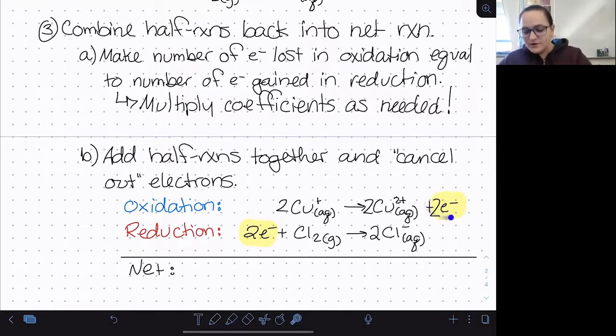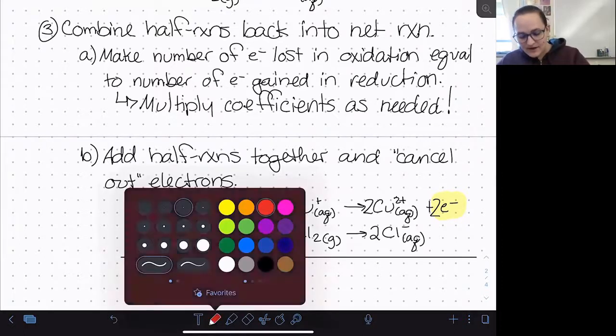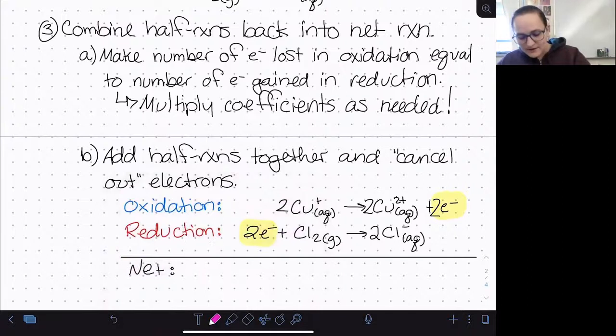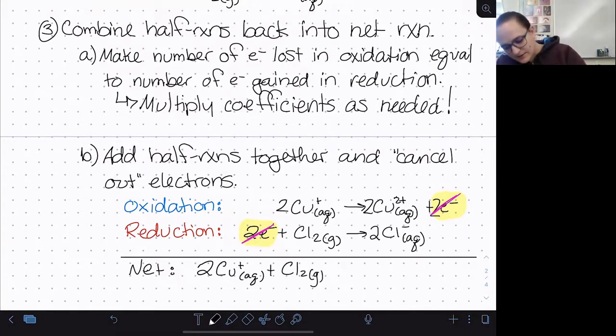And now we have 2 electrons given up in our oxidation, 2 electrons taken on in our reduction, so every electron has a place to go. So at this point, we're just adding our reactions together and canceling out our electrons. So we have 2 electrons on the left, 2 electrons on the right, and we will be left with everything else here. So we'll have 2 Cu plus Cl2 forms 2 Cu2+ and 2 Cl-.